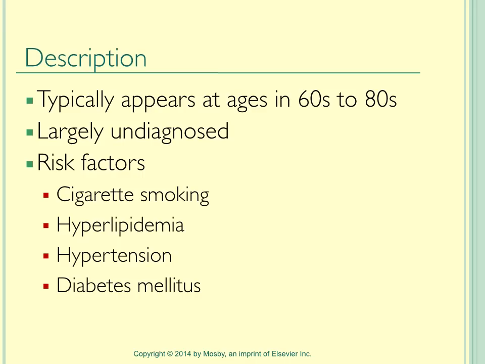PAD typically appears at ages in the 60s to 80s. The risk increases with age, and in the beginning stages the patient can be very asymptomatic. It might begin in the 40s or 50s with no symptoms, and then when they enter their 60s or 80s, they start showing some symptoms. In persons with diabetes mellitus, PAD occurs much earlier.